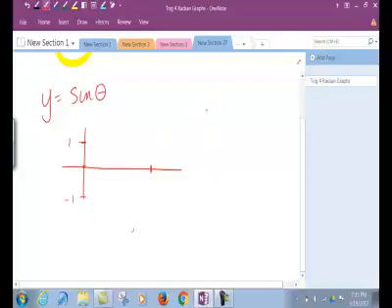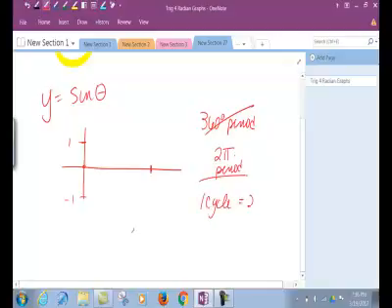Here's where it changes. Instead of 360 degrees for the period, we're going to cancel that and say that the period is 2 pi. So what that means is that one cycle is 2 pi in length. All right, so this is going to be 2 pi.